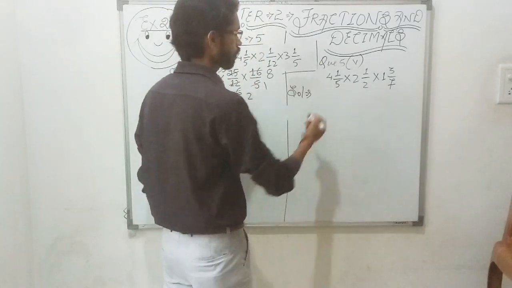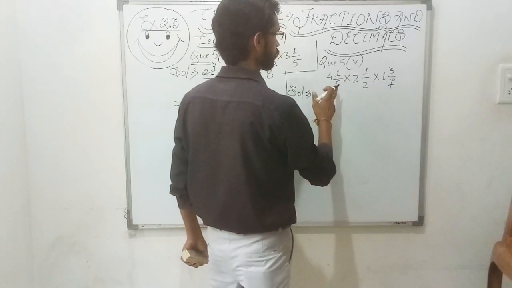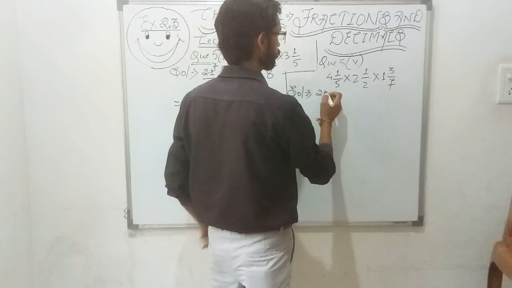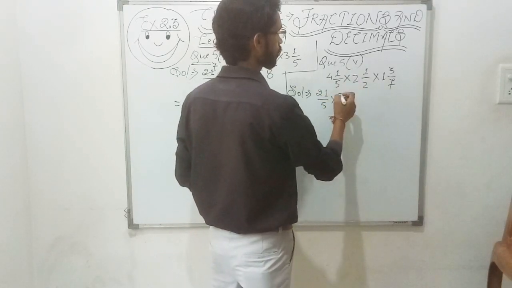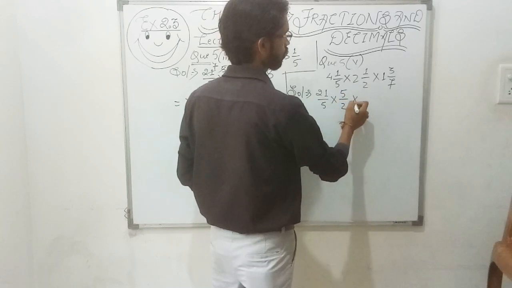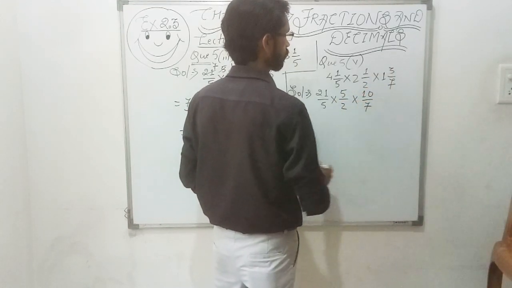Okay, so now question number 5, the fifth one. Again we'll convert this into improper fractions. 5 4s are 20 plus 1, that is equal to 21 by 5. Multiply 2 2s are 4 plus 1, 5 by 2. 7 1 is 7 plus 3, 10 by 7.